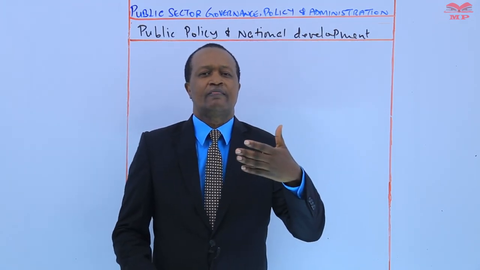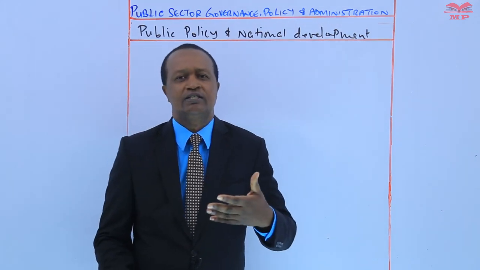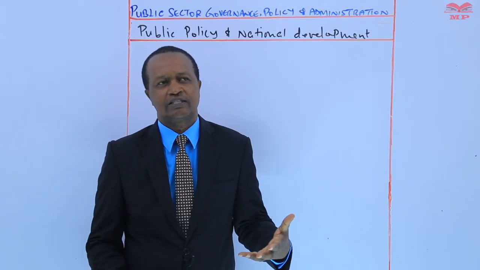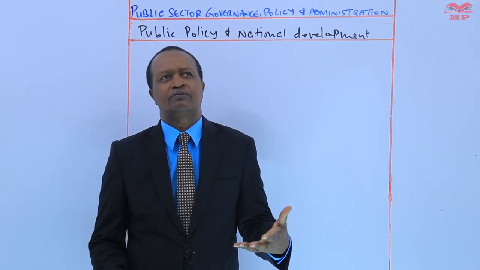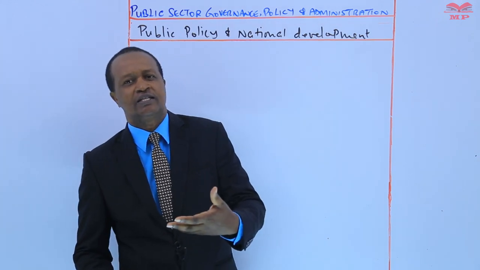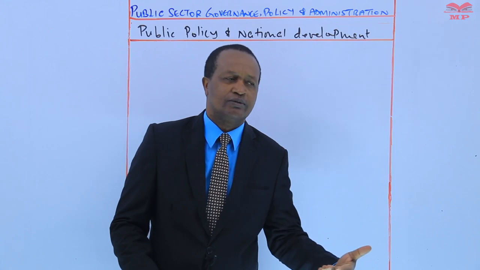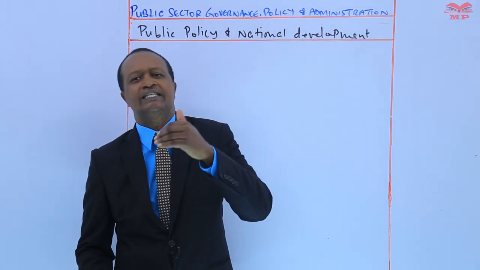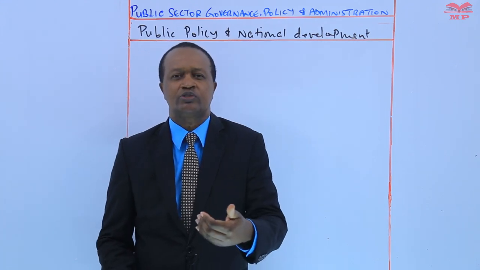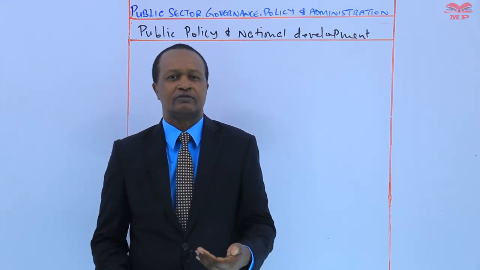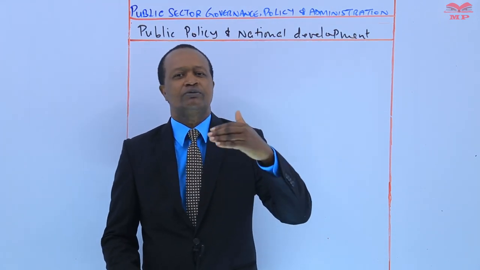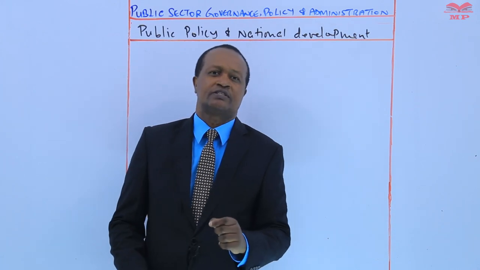And public policy has various characteristics. For example, public policies are purposeful, meaning that they are designed to achieve specific outcomes or address identified problems. Public policy is also authoritative. That is to say, they are formulated and implemented by government bodies or their representatives.